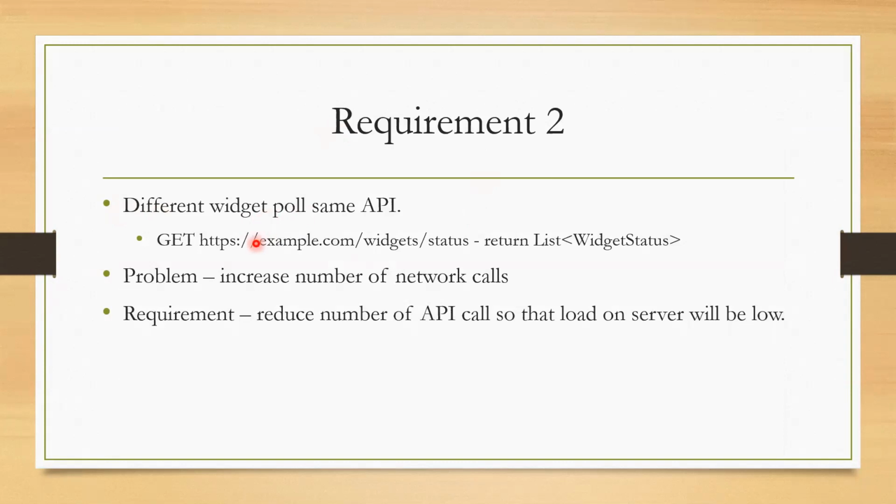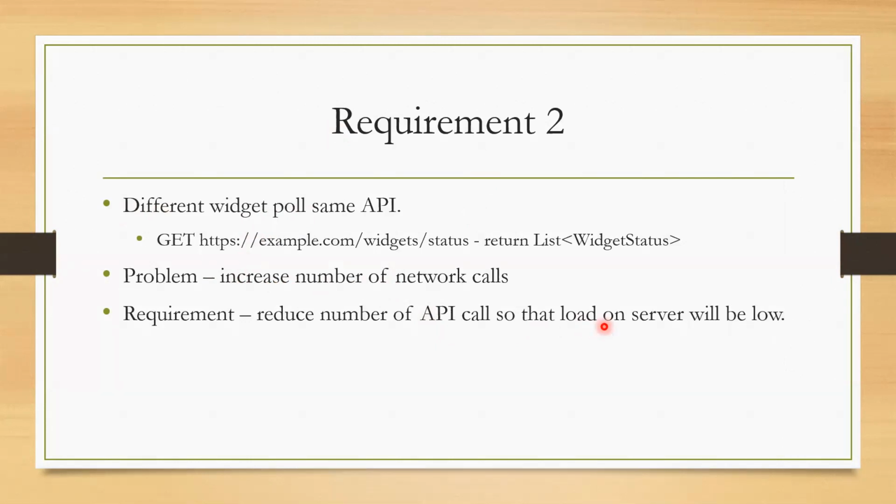So the requirement is this: the problem is that the number of network calls has increased too much, so the server can't handle that. So we have a requirement to reduce the number of API calls so that the load on the server will be low.